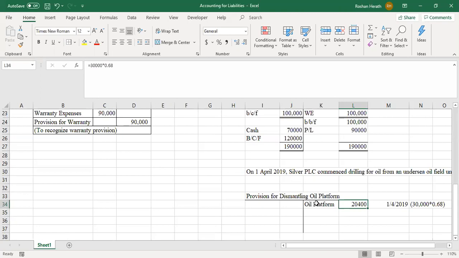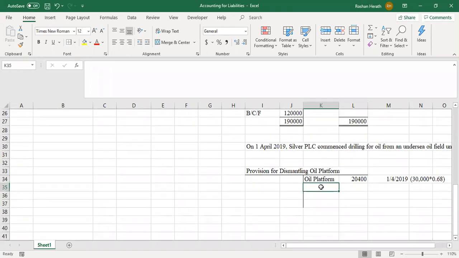The reason is, we remember that when discussing the PP standard, the cost of a PP item had three components: the purchase price, the directly attributable cost, and the third, the initial estimate of the cost of dismantling the asset and restoring the site on which the asset is located. So the dismantling cost becomes part of the asset, so the debit entry is to the asset. Here the question asks about the provision, but I explained this so that you see it holistically.